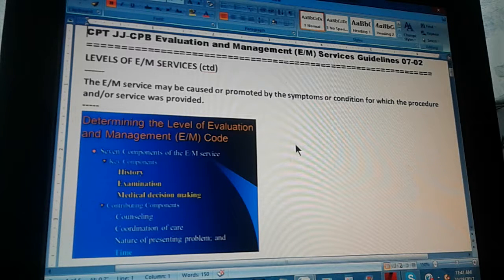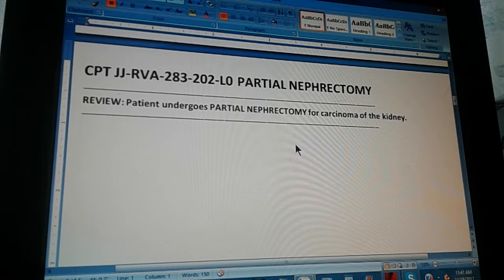So ready, set, go. Okay, CPT JJ-RVA, page 283, exercise 202, and this is a level 0 exercise, which means that it's very easy. And the keywords are partial nephrectomy. The text of the problem reads like this. This is a review. The patient undergoes a partial nephrectomy for a carcinoma of the kidney. Okay, so that is the procedure.